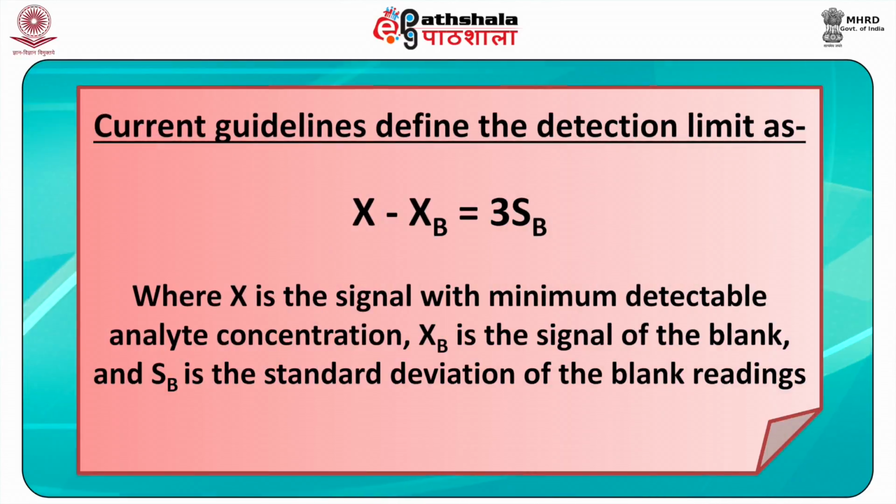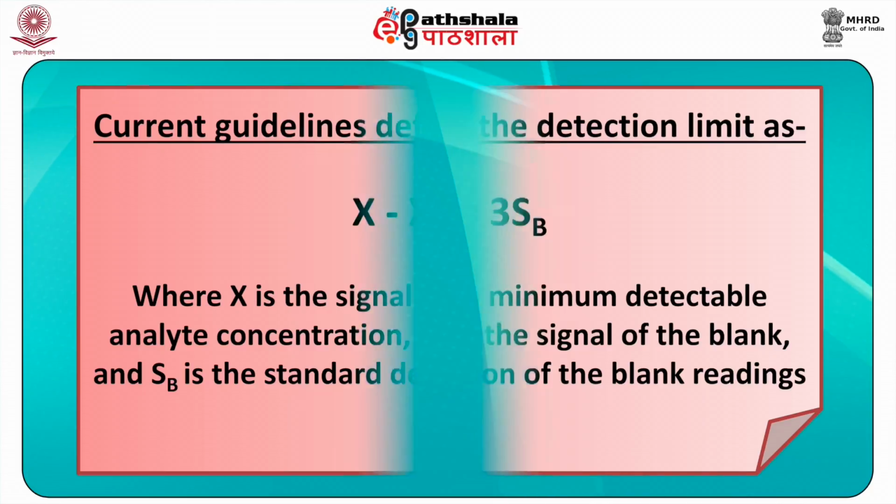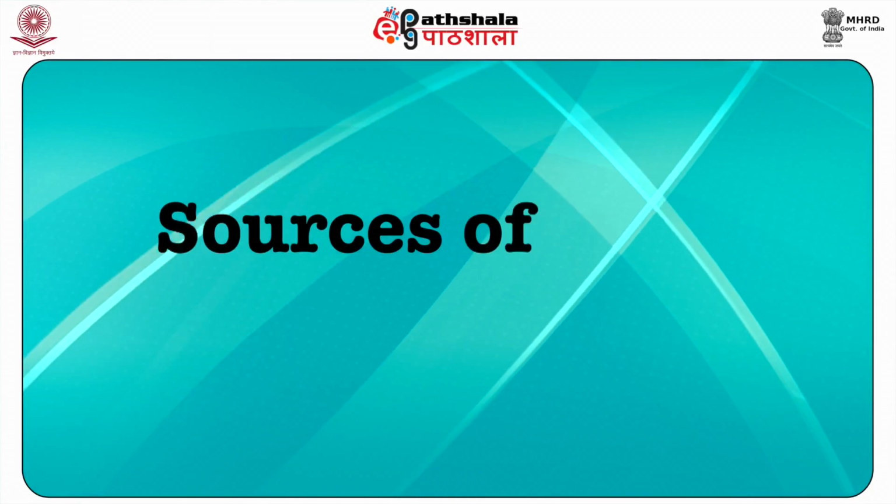Current guidelines define the detection limit as X minus XB is equal to 3SB, where X is the signal with minimum detectable analyte concentration, XB is the signal of the blank, and SB is the standard deviation of the blank readings. Next is sources of noise.